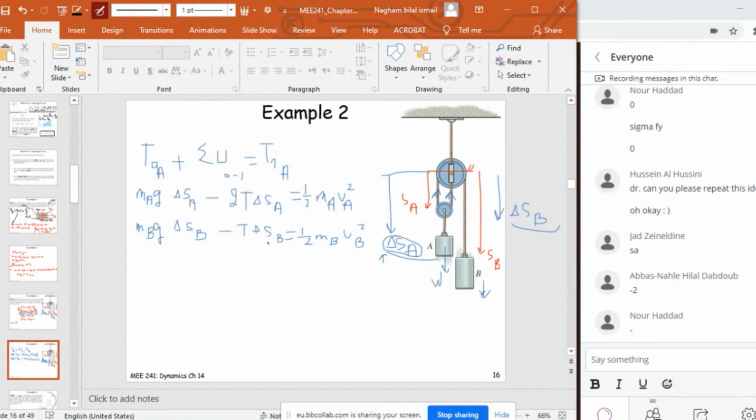So how many unknowns? I don't know delta SB, I don't know VA, I don't know VB, but I know, guys, that 2 delta SA, sorry, plus delta SB is equal to 0, and I know that 2 VA plus VB is equal to 0, and I know also, guys, that delta SA is equal to -2. All right?